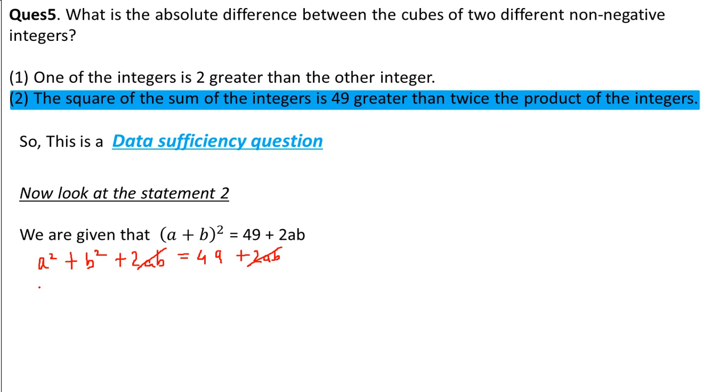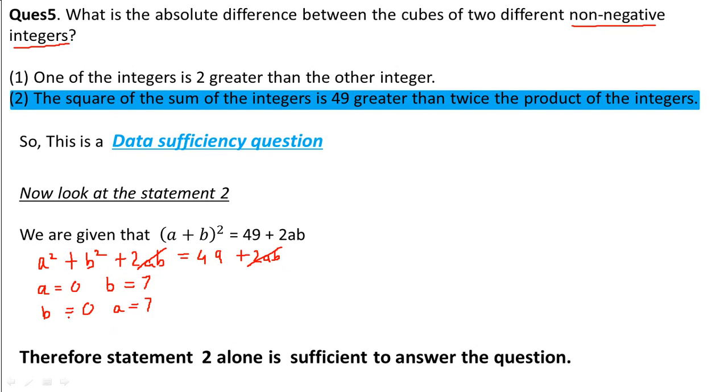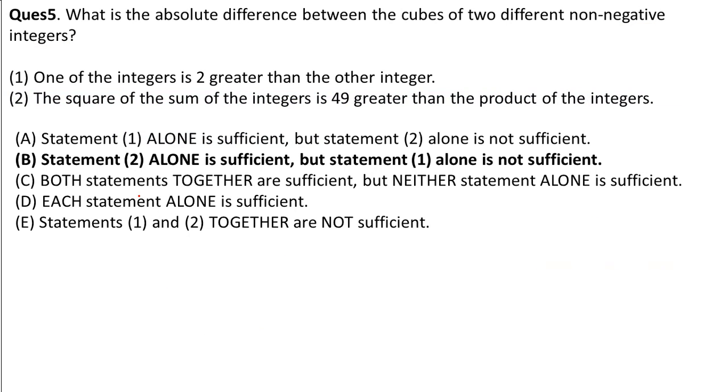Clearly, we have only two ordered pairs for this, that is a is equal to 0 and b is equal to 7, since we were given two non-negative integers. And the other ordered pair is b is equal to 0 and a is equal to 7. So I can find the difference between the values of the cubes. Therefore, statement 2 alone is sufficient to answer the question. So the right answer to this question is option choice B. Statement 2 alone is sufficient, but statement 1 alone is not sufficient.